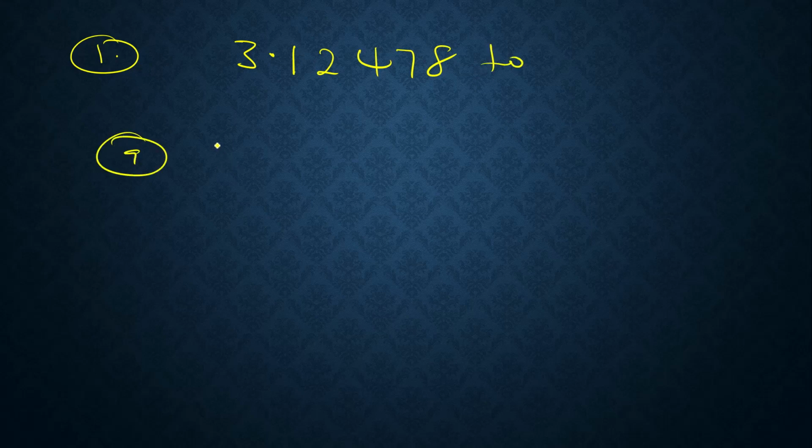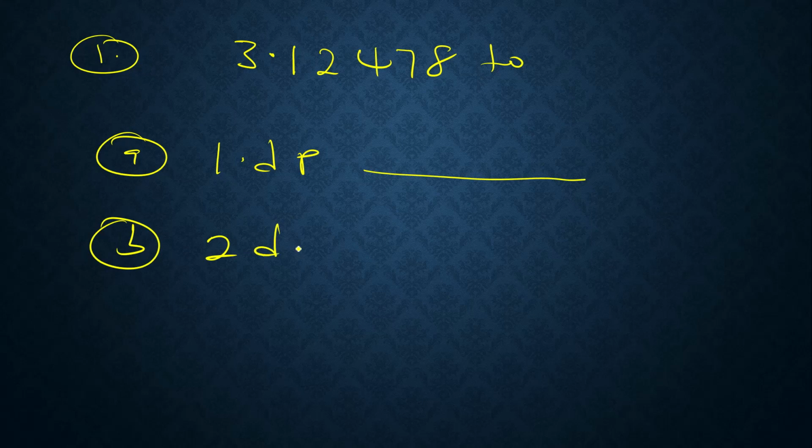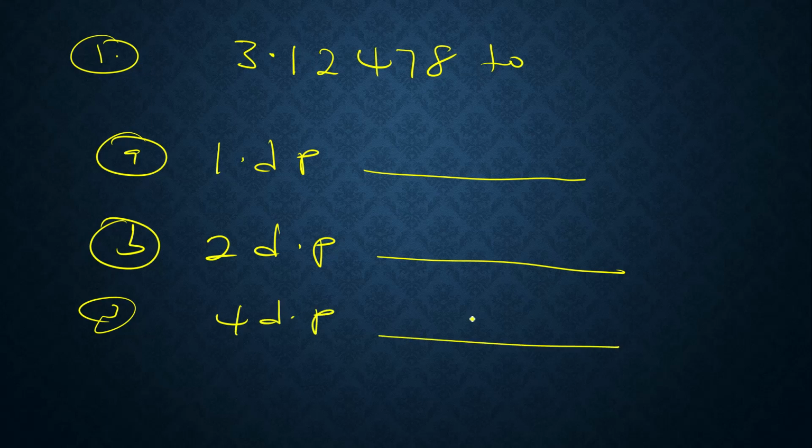Round the following: 3.12478 to 1 decimal place, 2 decimal places, then 4 decimal places. All right, so let's look at them one by one.